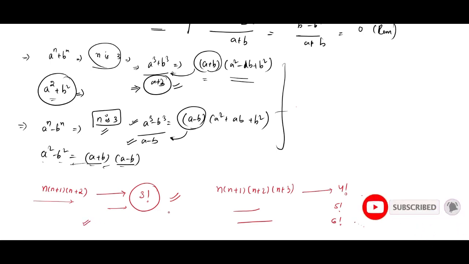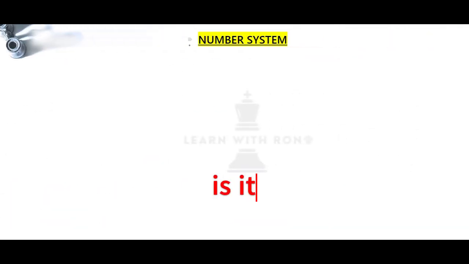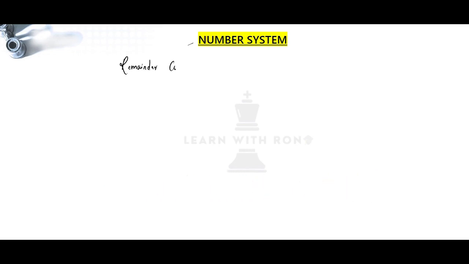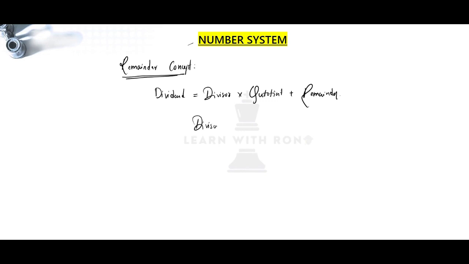Now let's see the remaining concepts. Everybody's favorite topic in number system is the remainder concept. Let's see some points in the remainder concept. The basic mantra of the remainder concept is dividend equals divisor multiplied with quotient plus remainder. Everybody should remember this. And one more small inequality: the divisor is always greater than the remainder. This is a very good inequality.